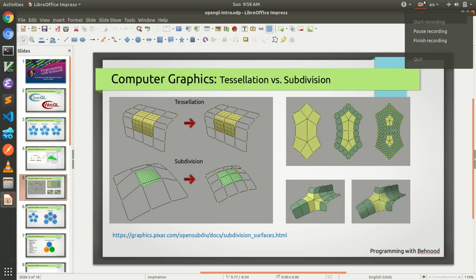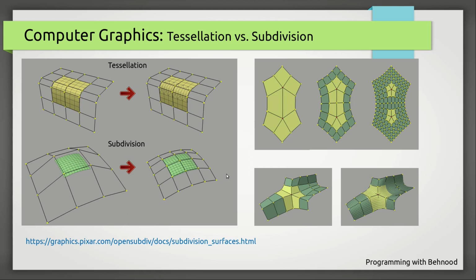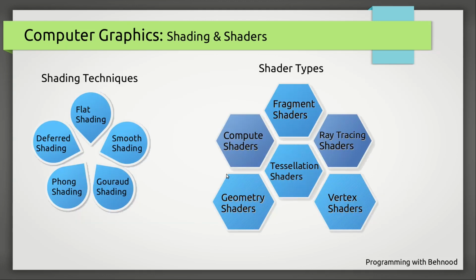The other important concepts are shading and shaders. Shading refers to the process of altering the color of an object or surface or polygon in the 3D scene based on things like the surface's angle to lights, its distance from lights, its angle to the camera and material properties, things like that.